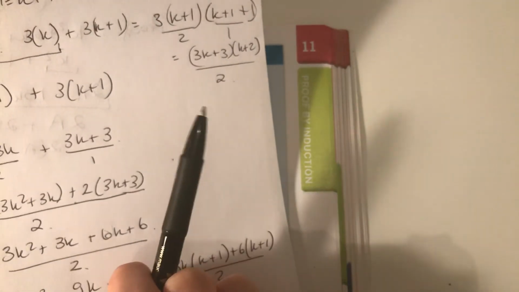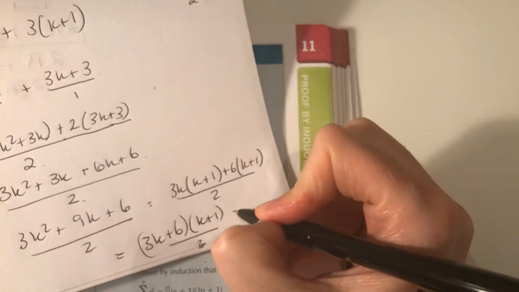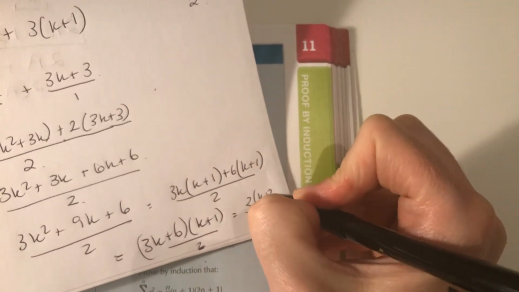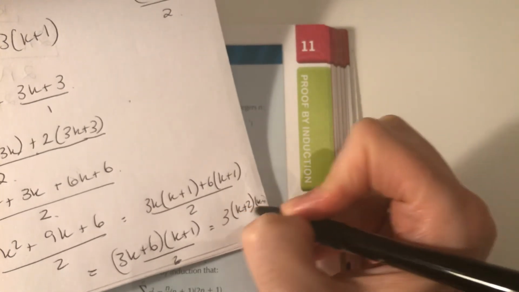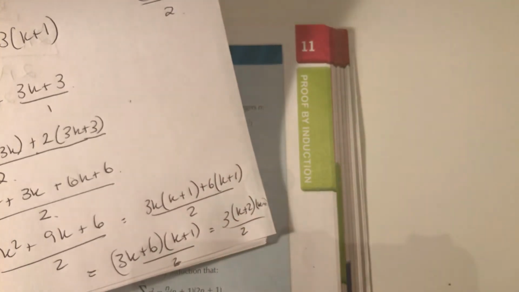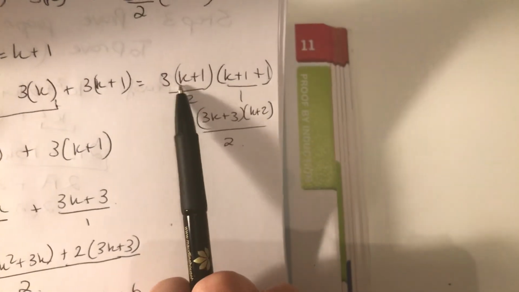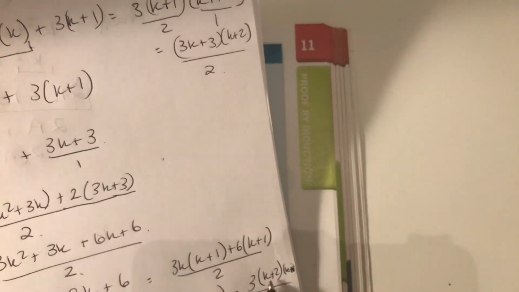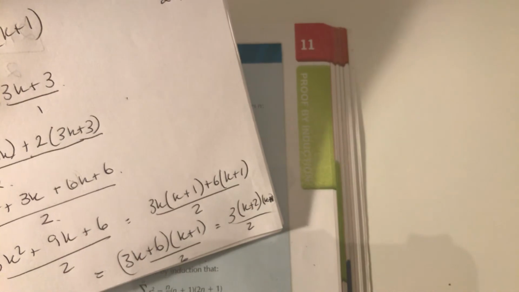And is that what I had up here? Close enough. I'm going to take the 3 out in common. K plus 1. I'm having trouble fitting that in there, but you can kind of see, I think. K plus a 1. And is that what I had up here? It is. All right, 3 times k plus 1 times k plus 2 all over 2. Done.